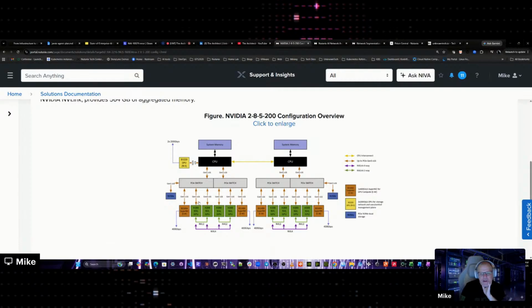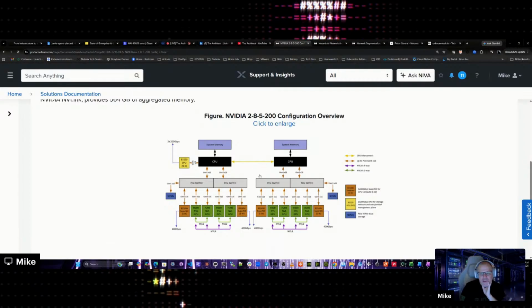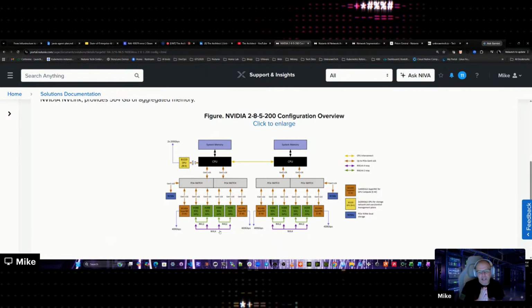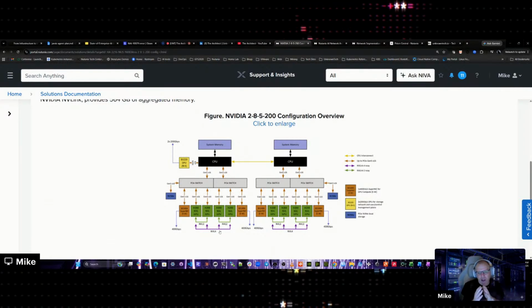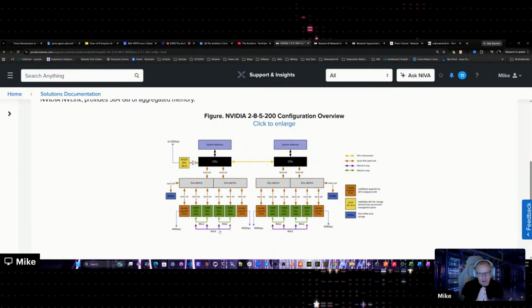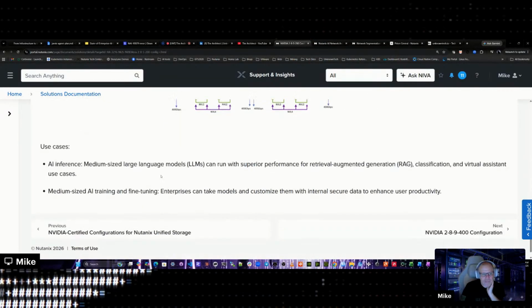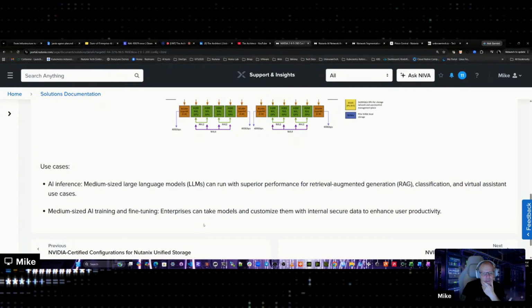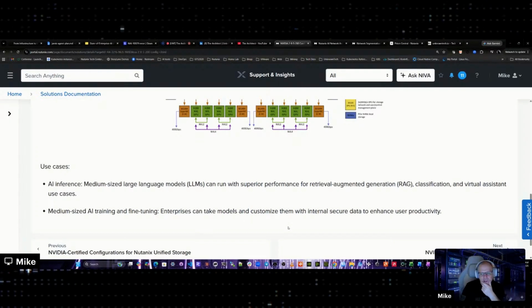Everything else will be GPU to GPU, interconnected through NVLink. So you have NVLink, which is intra-node, and you have your BlueFields or your ConnectX-7, which are internode, so between nodes. And this is really for medium-sized LLMs, with superior performance for RAG, classification, and virtual assistant use cases. It's also for medium-sized AI training and fine-tuning. Enterprises can take models and customize them with internal secure data to enhance productivity.